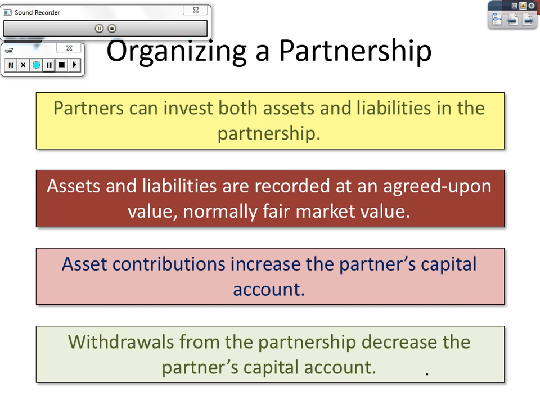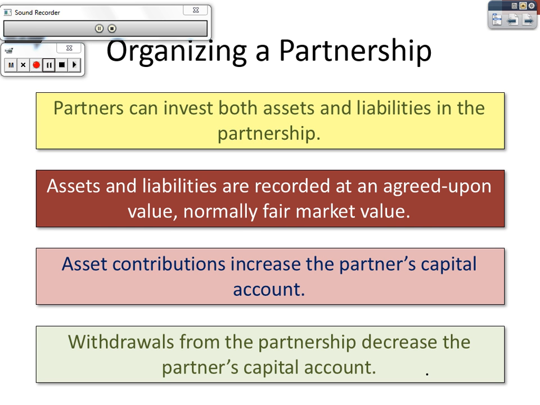Organizing a partnership. And at this point, I'm on page 485 in your book. And this just refers to what's going to be in the contract, right? What's going to be in the contract? How is money going to be divided? How are liabilities and everything else going to be divided?